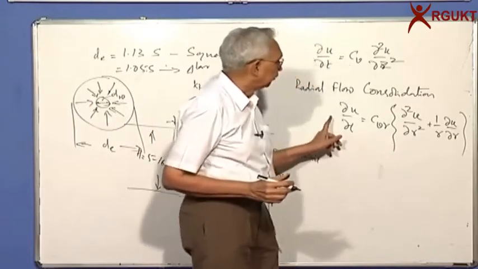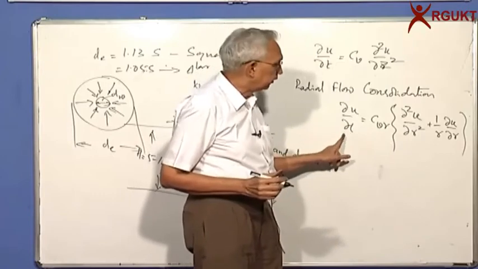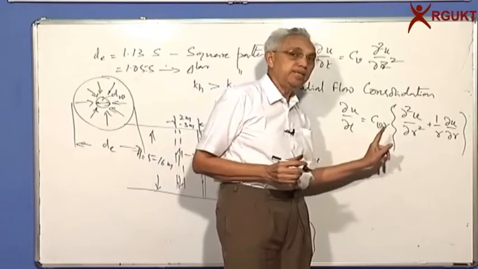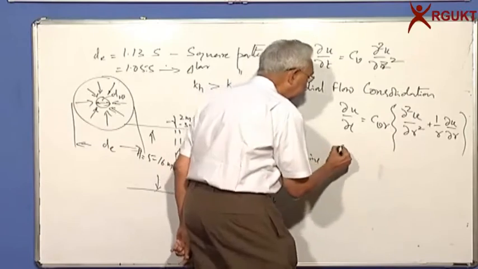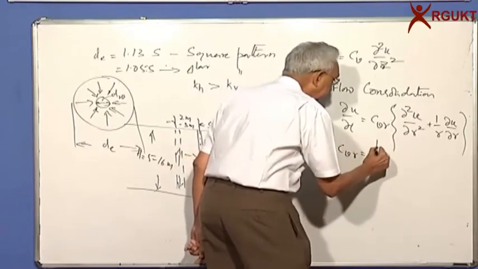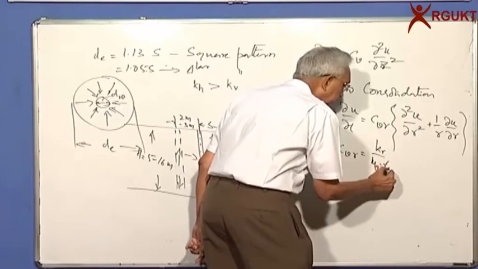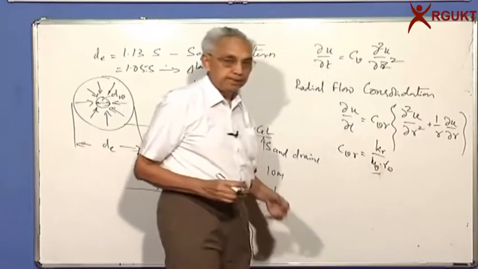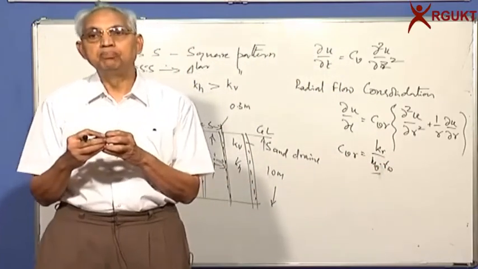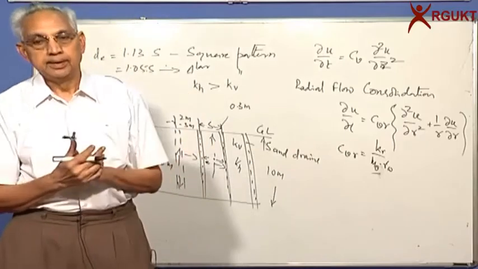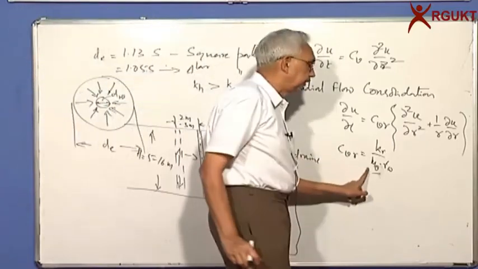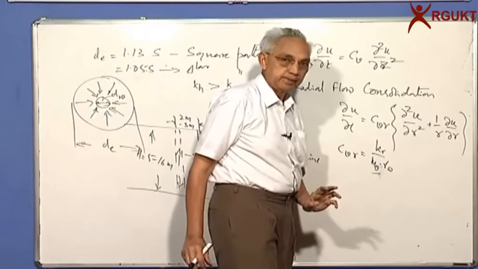That is, the derivative of u with respect to time is equal to CV in the radial direction. What will that be? CVR is K in the radial direction divided by MV into gamma W. Please note that the flow is radial, but the compression is vertical. So I still need the same coefficient of volume change, and I get this expression.